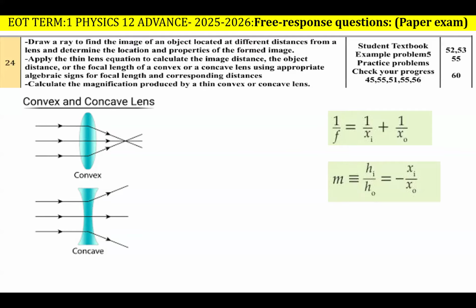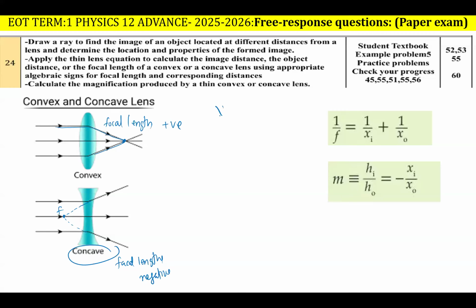For example, in the case of a convex lens, all the light rays meet over here, so they are really meeting. So we say the focal length is positive here. When they are really meeting, focal length is positive. But in the case of a concave lens, the light rays diverge, and when we trace them back, they appear to meet at a focus here. So in the case of a concave lens, focal length is negative.